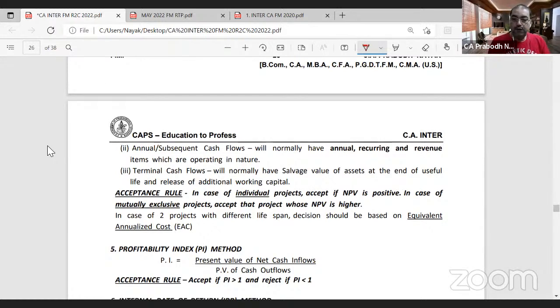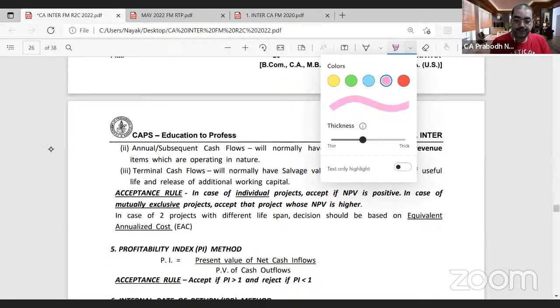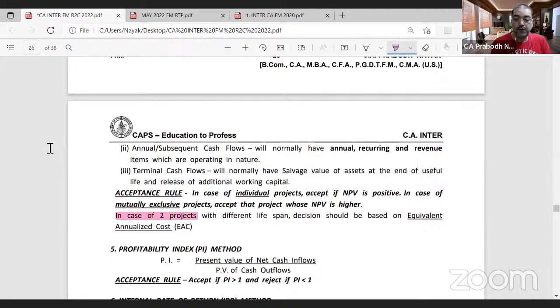Now, this part is most important for you. In case of two projects with different lifespans, the decision should be based on equivalent annualized cost and not on the basis of NPV. So if one project has got 8 years and the other project has got 10 years, then you cannot compare the NPV. They will say evaluate the project, but they will not tell you to evaluate by your EAC. They will just say evaluate the two projects. So you can't calculate NPV and compare. You have to calculate the EAC. Okay.